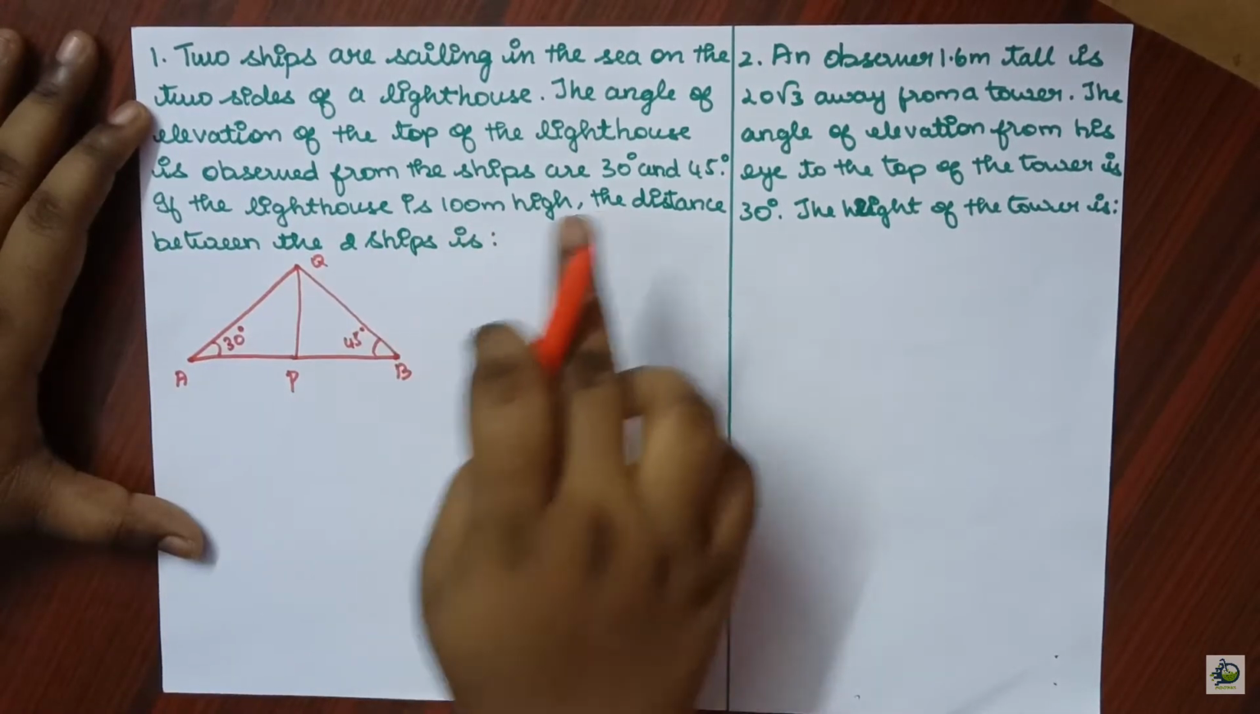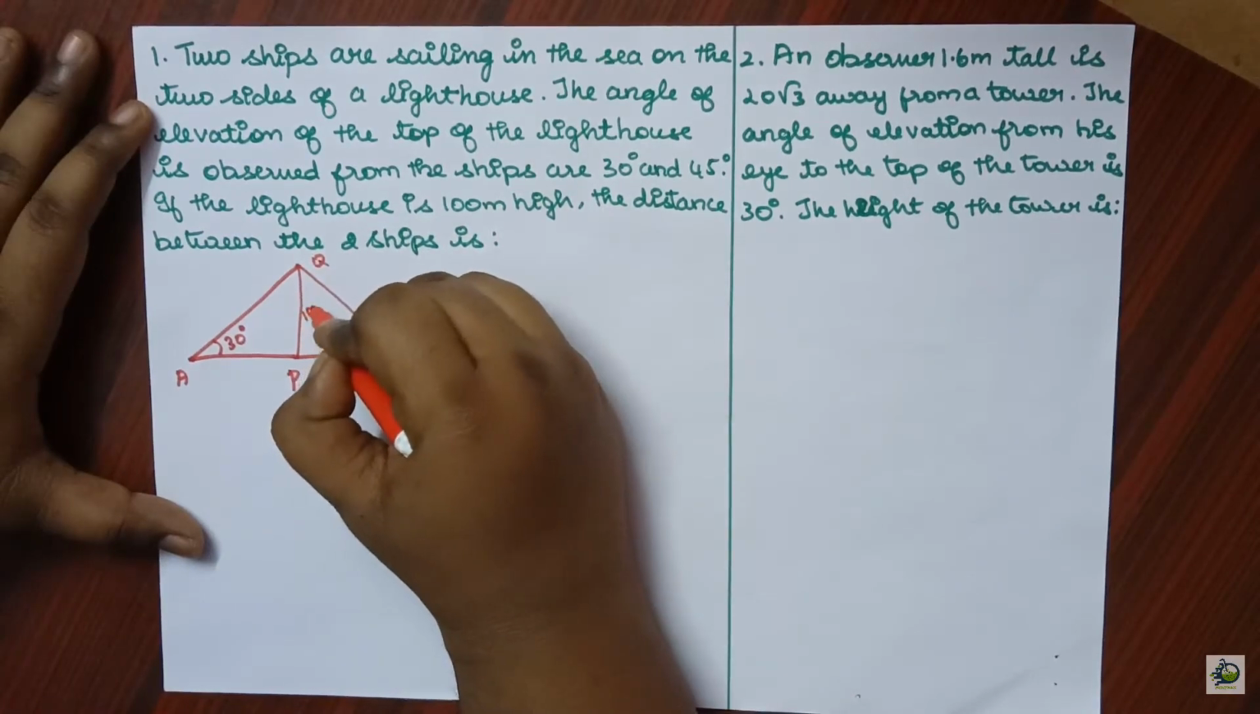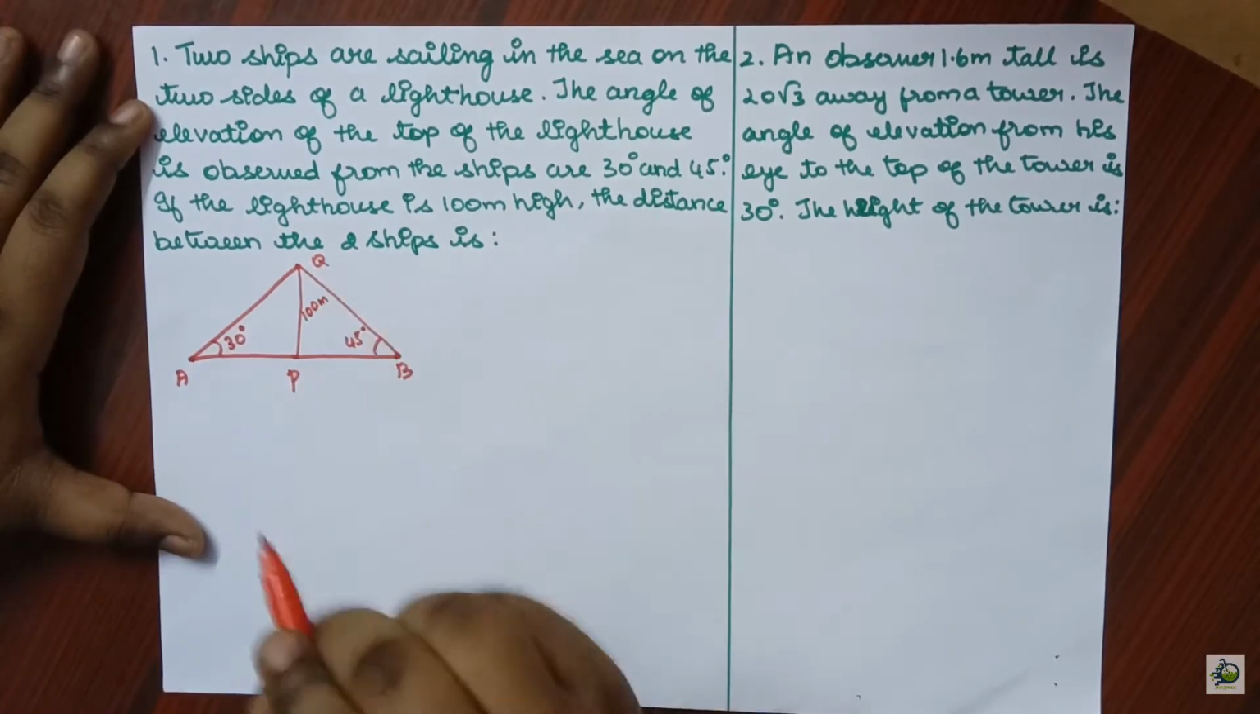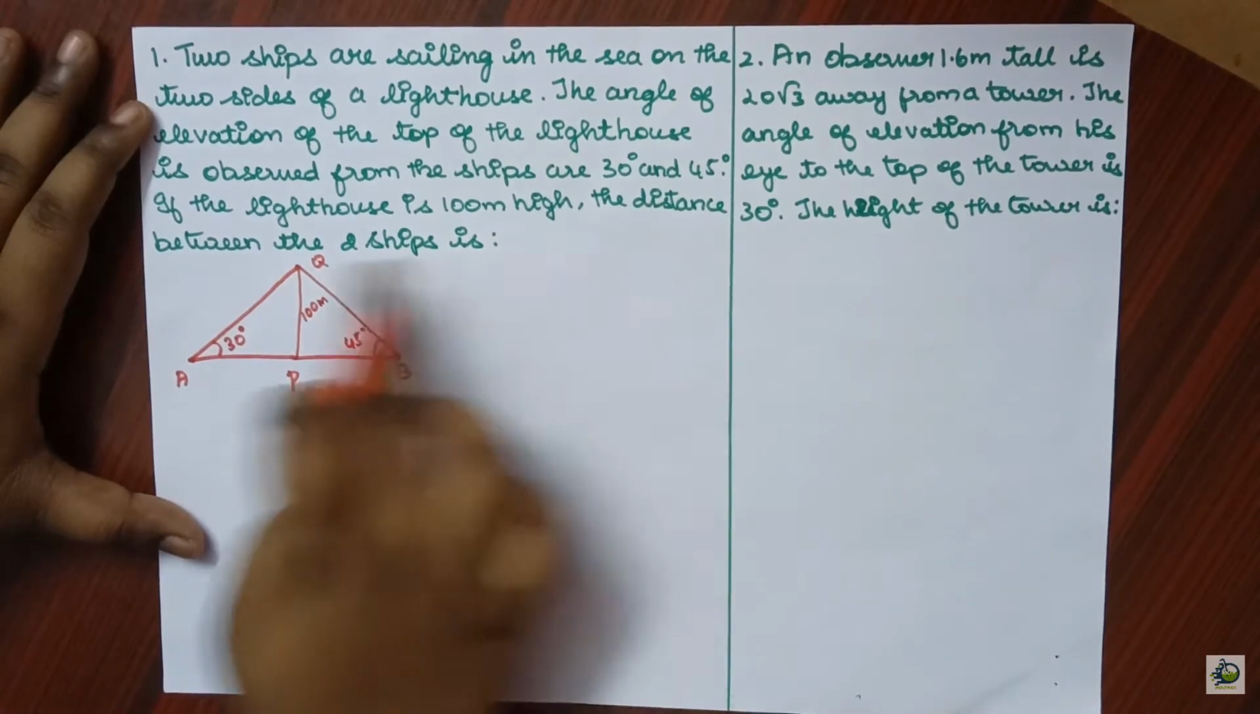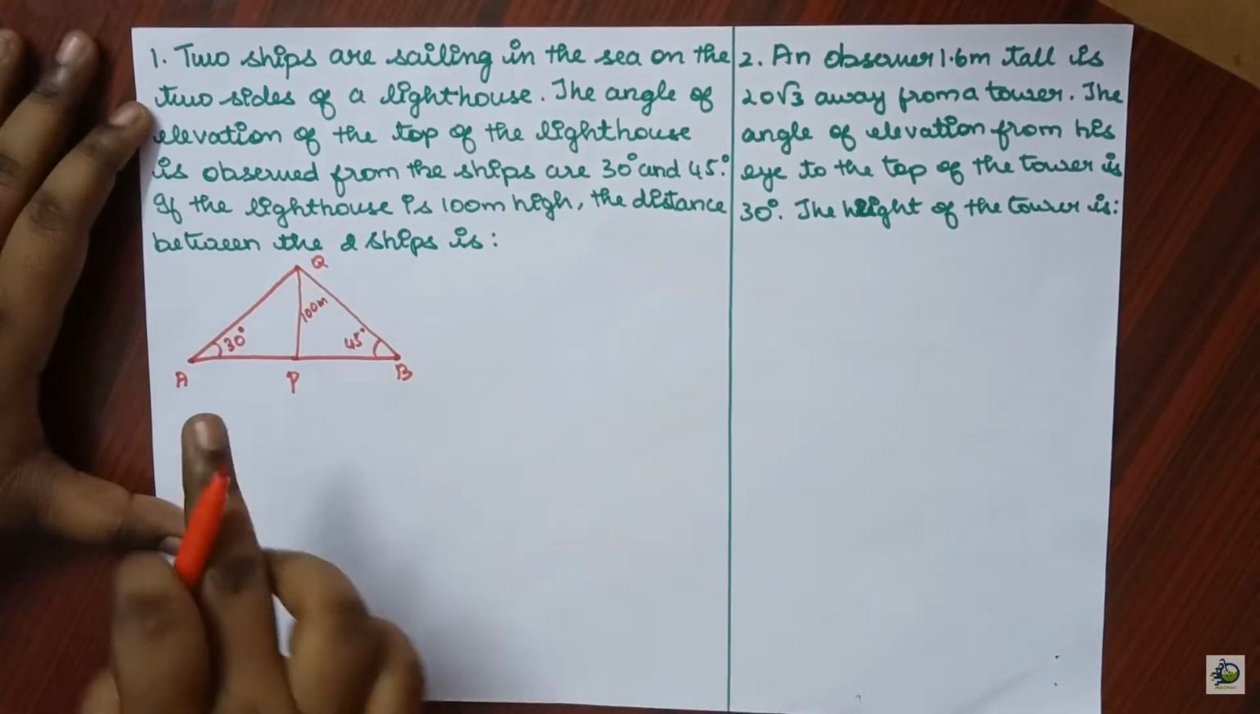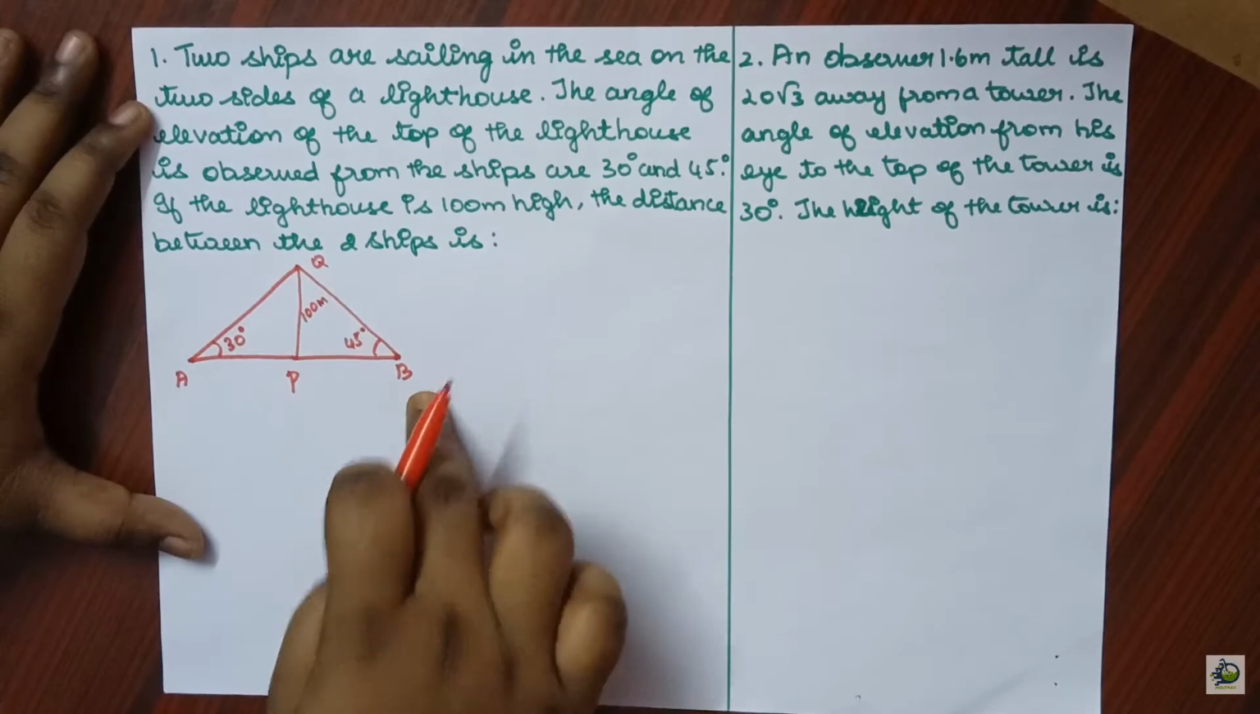If the lighthouse is 100 meters high, so the length of the lighthouse is 100 meters. Now we have to find the distance between the two ships. So we will find the distance between A and B.